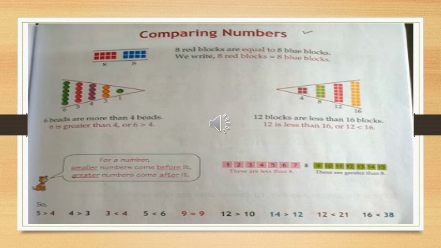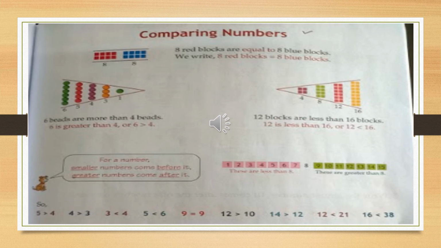6. Now in the picture on your right, 12 blocks are less than 16 blocks. So 12 is less than 16. So the birdie will open the mouth towards 16 because 16 is the bigger number. So for a number, smaller numbers come before it. Greater numbers come after it.